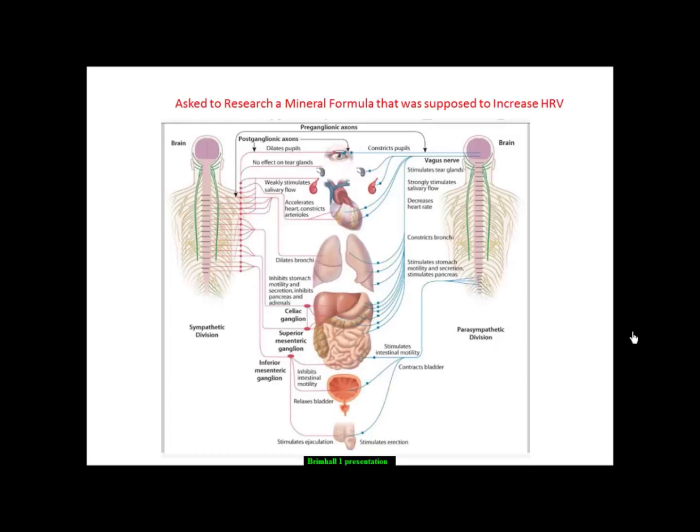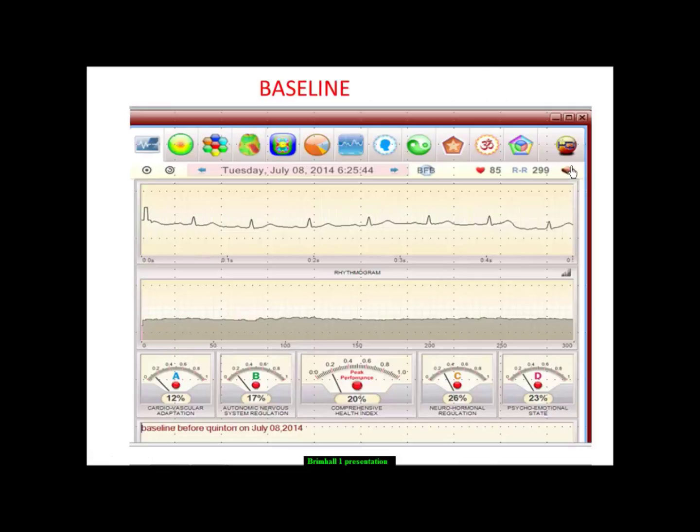So when I was talking to Dr. Brimhall, he was asking how I can use the Heart Quest to examine specific nutritional items. In this case, someone asked me to do some research on this mineral formula to see how it would affect heart rate variability. What they wanted to see is if it would increase parasympathetic nervous system activity, which is right over here on this side of the spectrum. So here's your sympathetic and parasympathetic nervous system. And so we're going to show you some of the basics here.